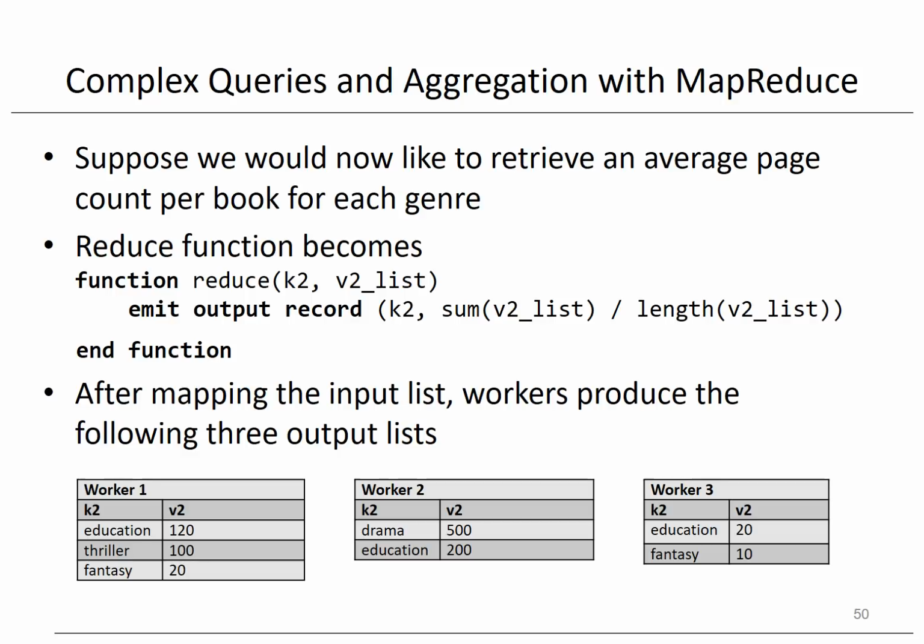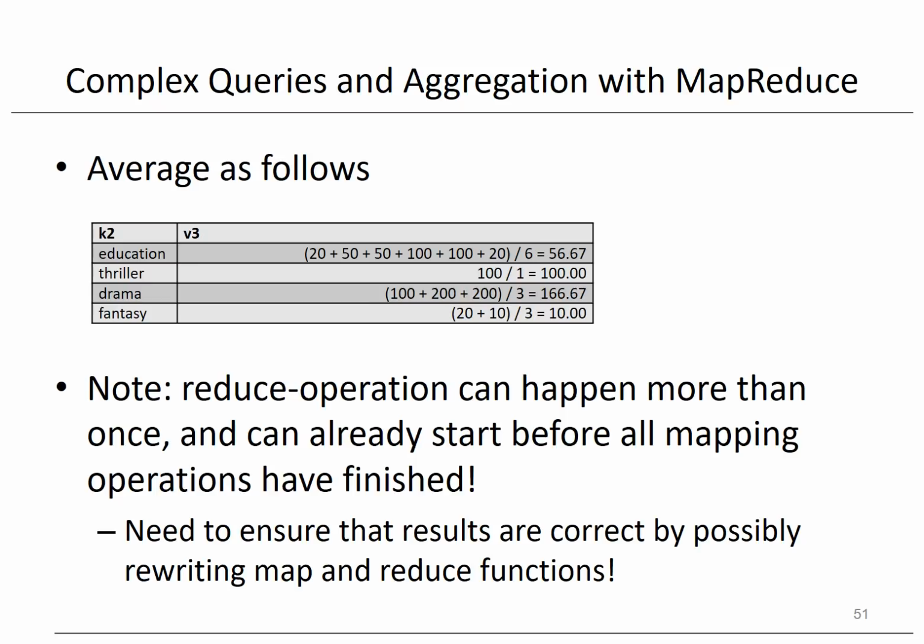Note that, depending on the query, it might require careful thinking to produce the desired result. For example, if we would like to retrieve an average page count per book for each genre, it seems plausible to rewrite our reduce function as shown here. Again, after mapping the input list, our workers will hence have produced the 3 output lists at the bottom with the keys now corresponding to genres. These can now be reduced to the averages shown here.